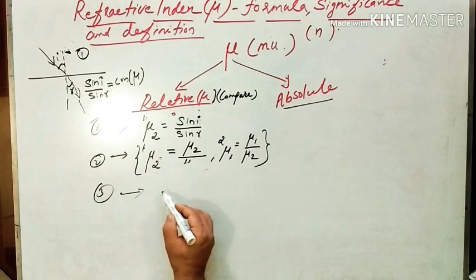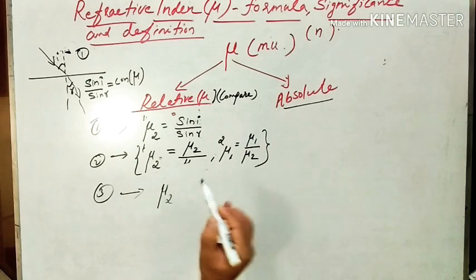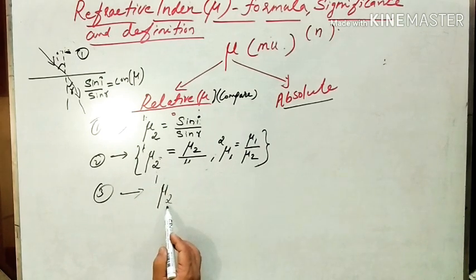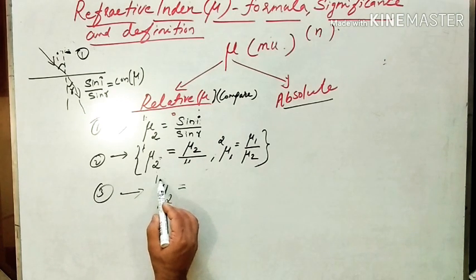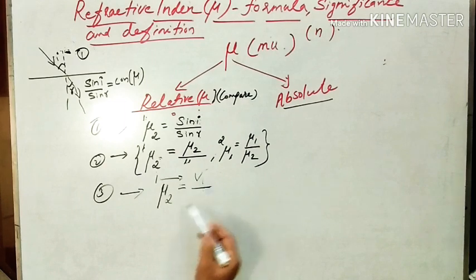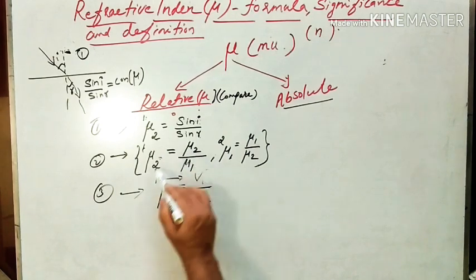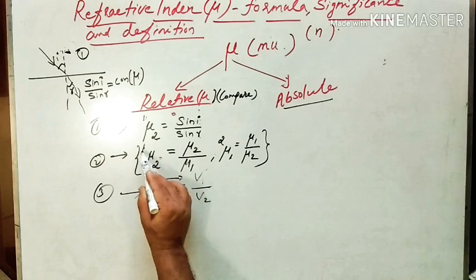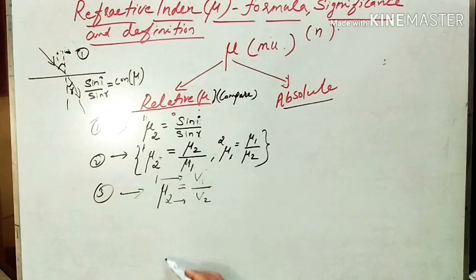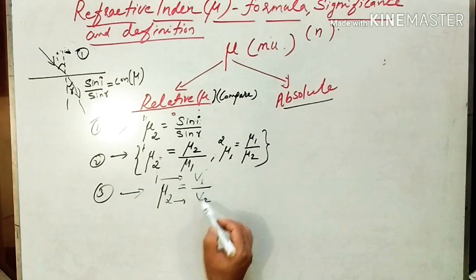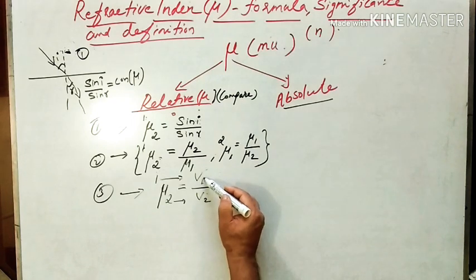So how do you write the refractive index of medium 2 with respect to medium 1? In this case, remember that just write the speed of light in medium 1, v1, divided by speed of light in medium 2. Very easy to remember. Or remember the first one, mu 2, refractive index of second medium with respect to first medium, mu 2 divided by mu 1. Here it will be just a reverse of that, reciprocal of that, v1 divided by v2. If you remember the first one, second one easily can be figured out.